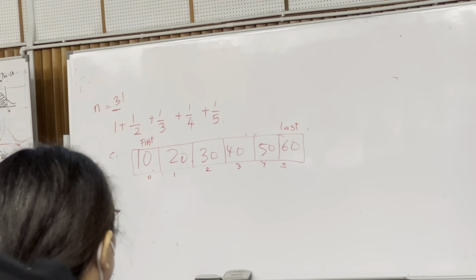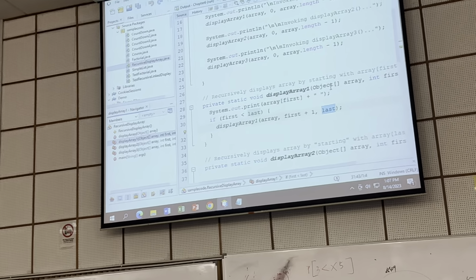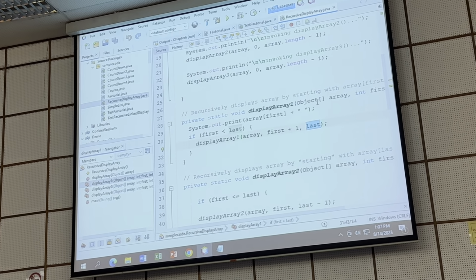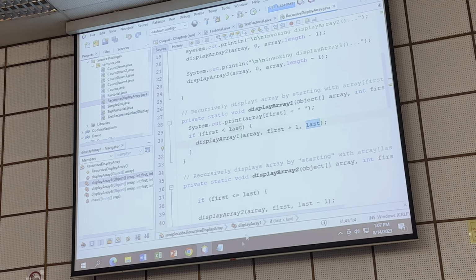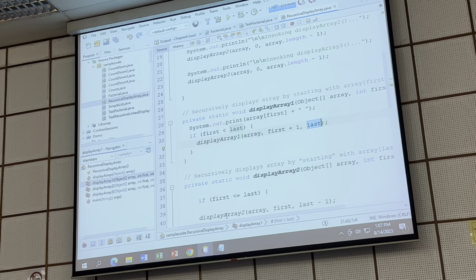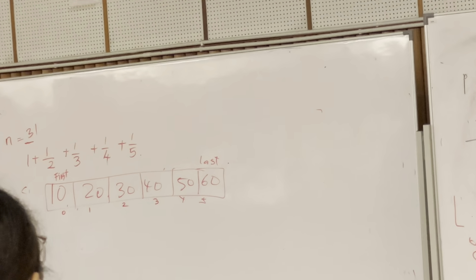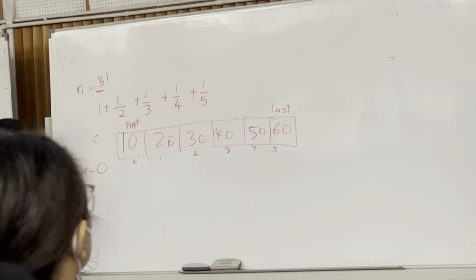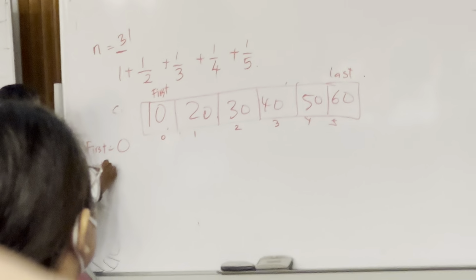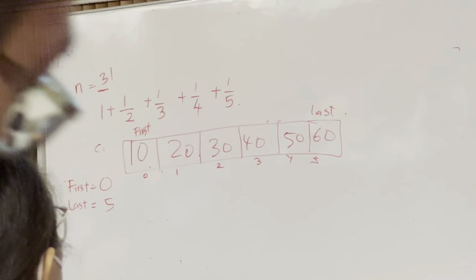Alright, so let's take a look at the code. I have the array coming in, my first index and my last index. So I have first equal to 0, my last is equal to 5. Correct? Okay, so let's see. Is first less than last?